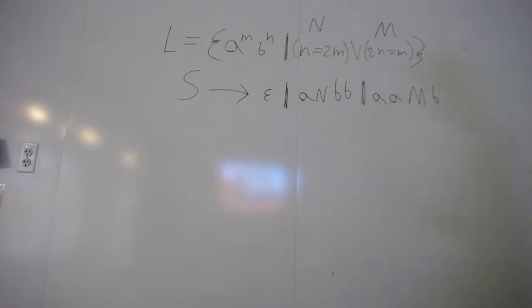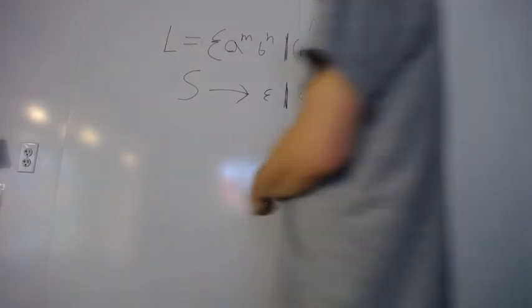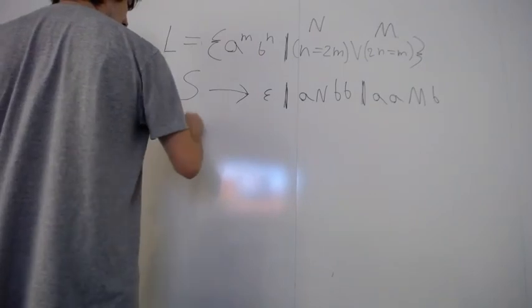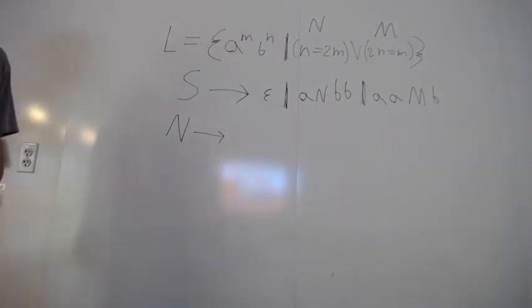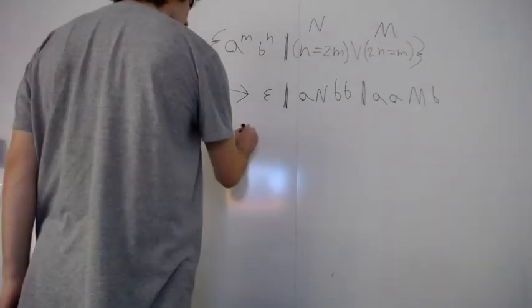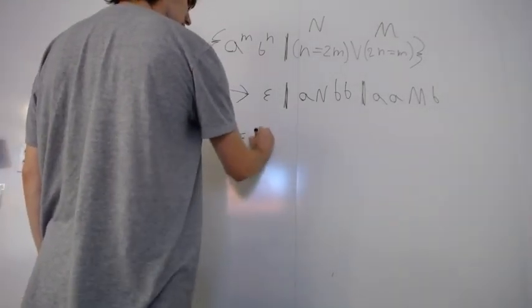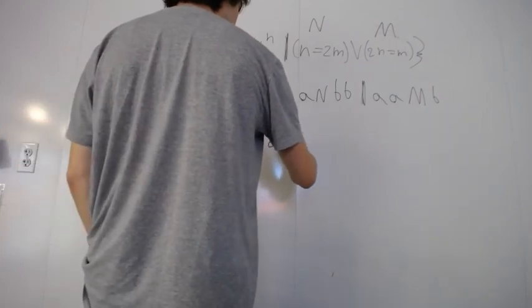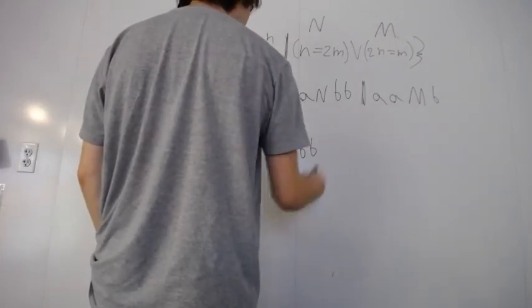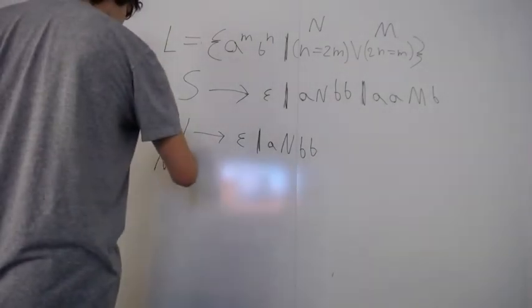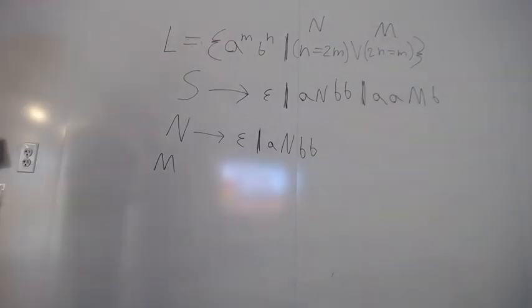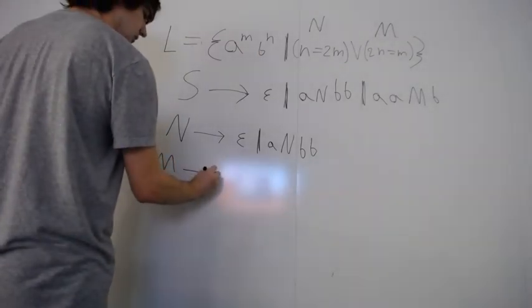Okay. Those seem like really promising starts for production rules. Now let's define a production rule for N. Guessing it would be empty string or ANBB. I like that. And then M. Why don't you give this one a shot? Just empty string. And AAMB.